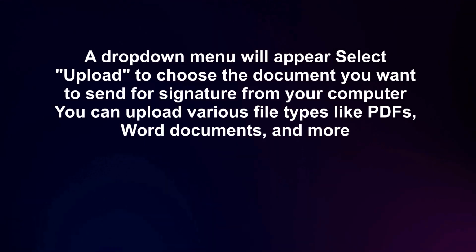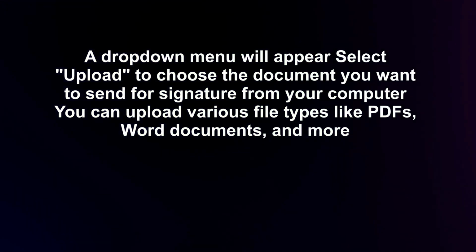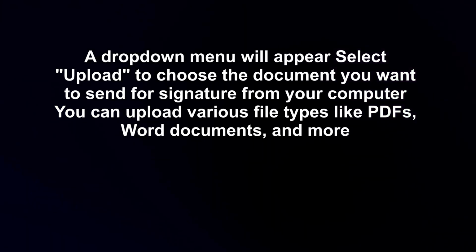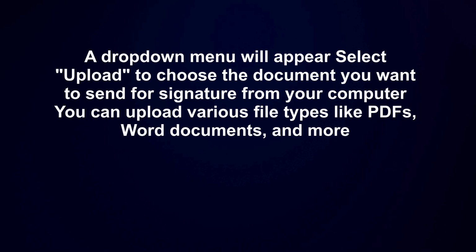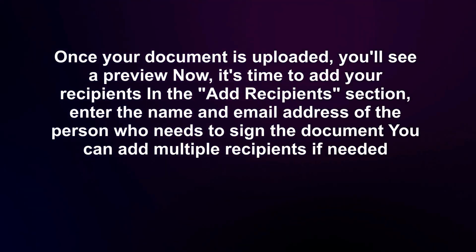Select Upload to choose the document you want to send for signature from your computer. You can upload various file types like PDFs, Word documents, and more. Once your document is uploaded, you'll see a preview. Now, it's time to add your recipients.